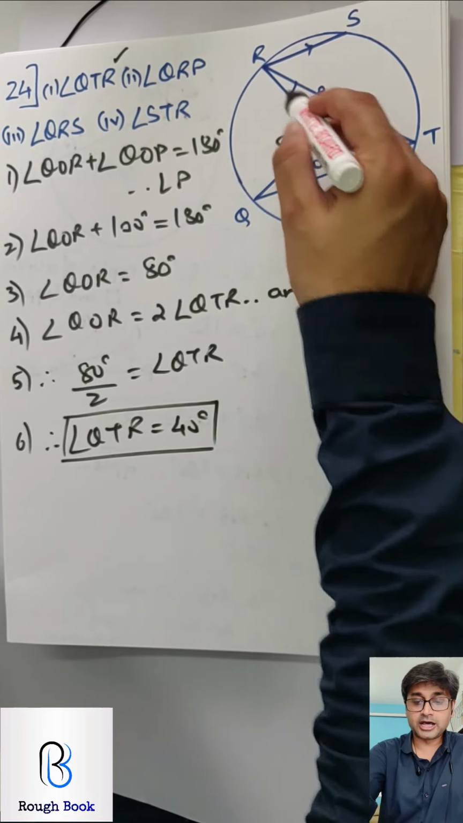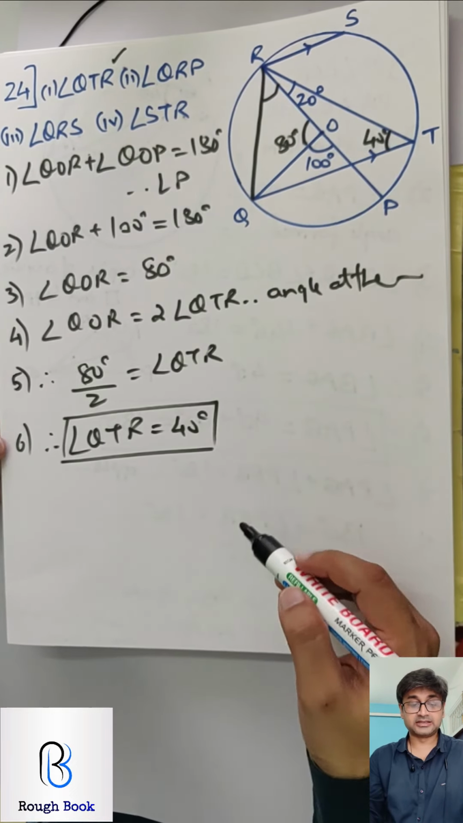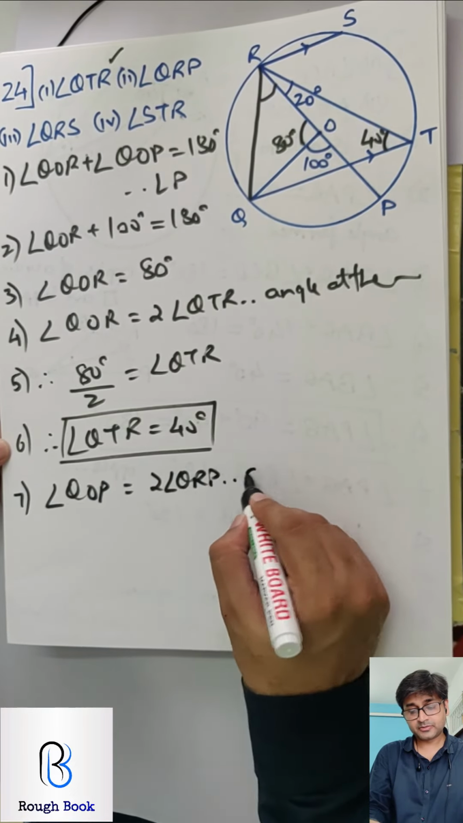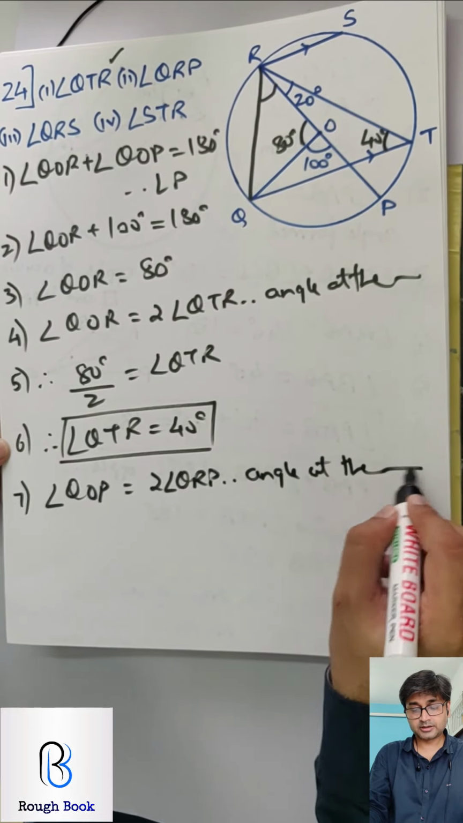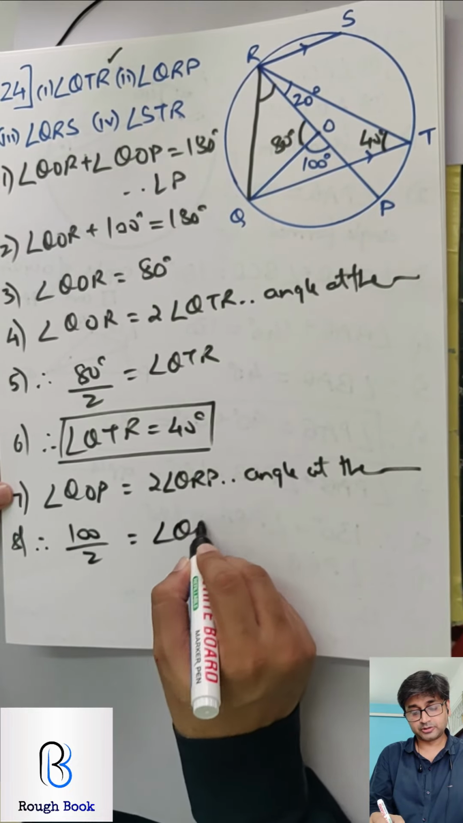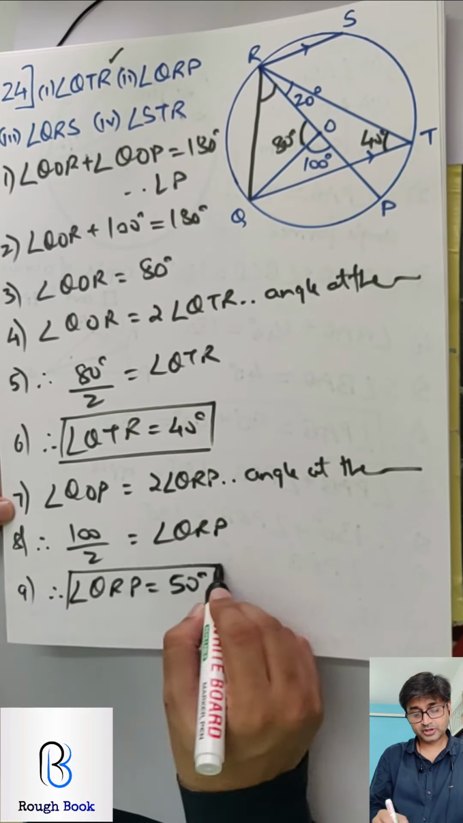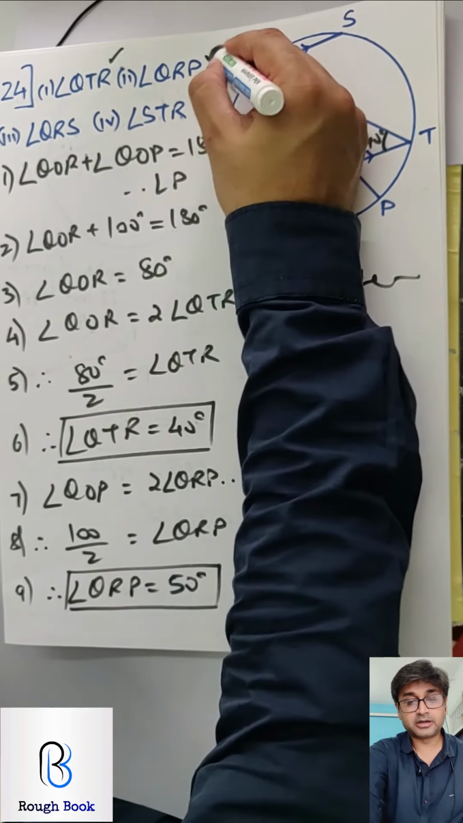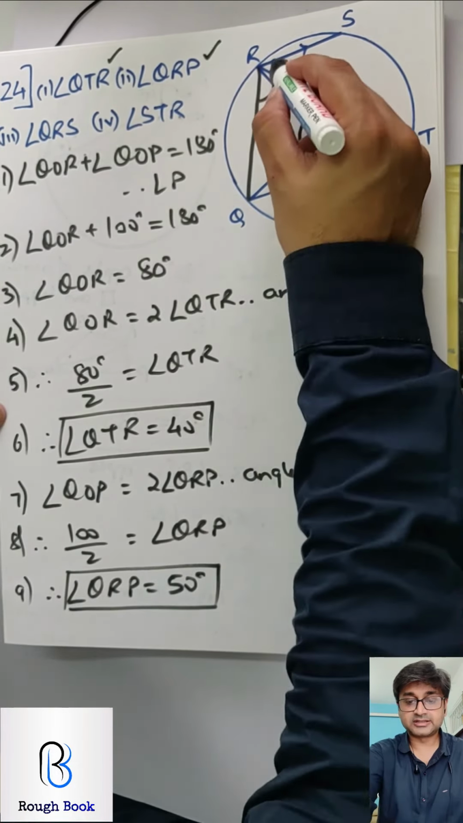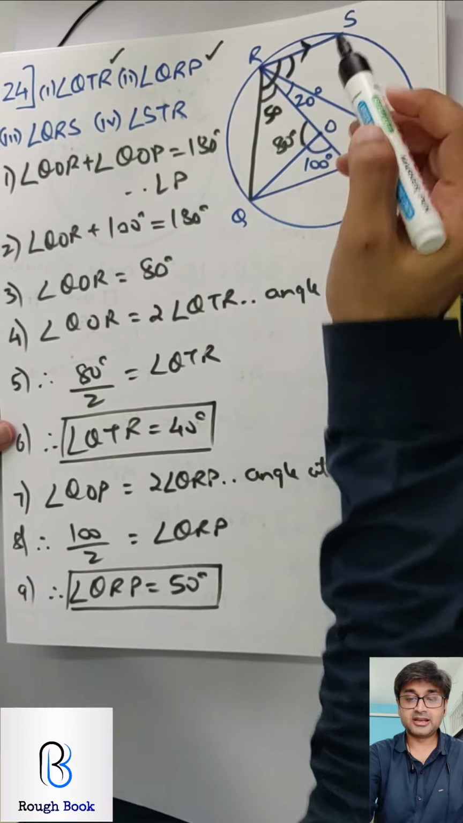Now the next one, QRP, which is here. Come on, same angle at the center and circumference. So QOP is double of QRP, angle at the center is double the angle on circumference. So QOP is 100, divided by 2 is QRP, and therefore I can say QRP is 50. So we get our second part, QRP. Now for the third part, QRS, that's this full. I know this is 50, 20. If I get this, I can add parallel.